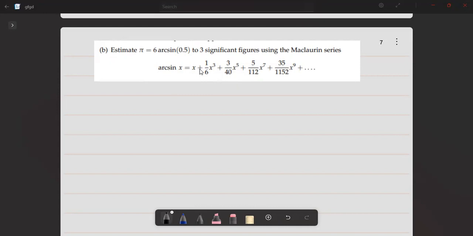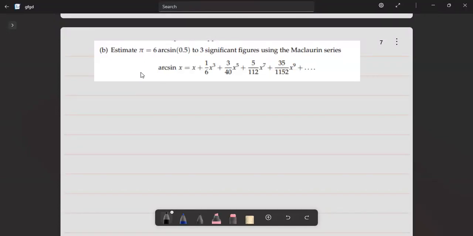We are told that pi can be found by taking the arcsine of 0.5 and then multiplying it by 6. We know that the arcsine of 0.5 is simply pi over 6. So pi over 6 times 6, you notice that we're going to have a pi there. You have to use this expansion to find the value of pi.